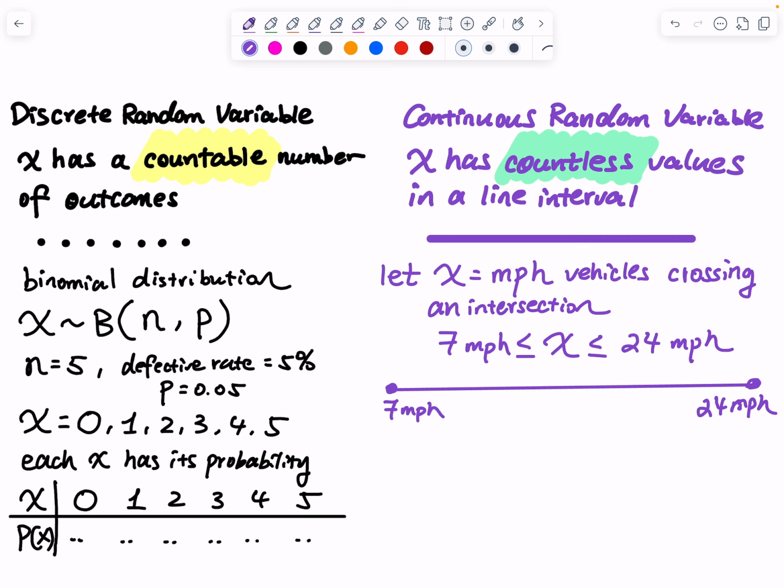But if you look to the left-hand side, how about the number of defective products? Can I say 4.1 products are defective? No, that doesn't make any sense. You cannot have any numbers between 4 and 5, either 4 or 5, not 4.1, not 4.2. But for the miles per hour, I can have 8.55, 9.002. I can have numbers like that. And then this random variable x is not countable.